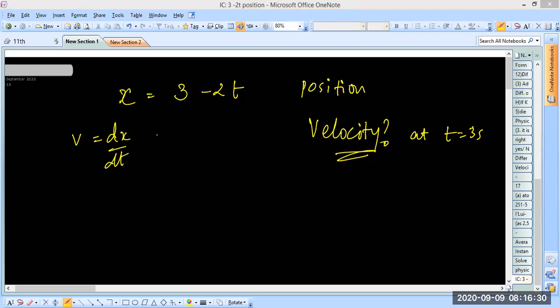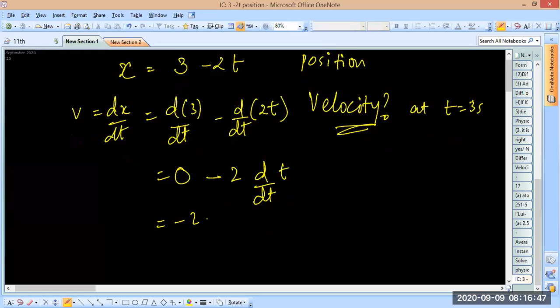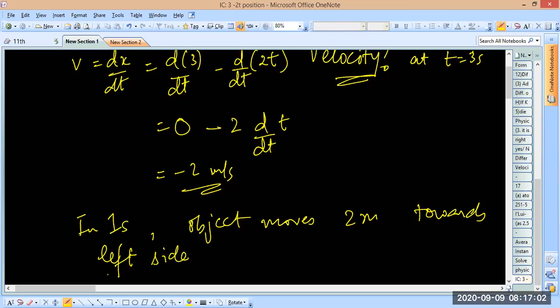So then if we do differentiation, I don't think anyone should have a problem with differentiation now. Okay, if that's the case, I wouldn't be very happy. So this is 0 because 3 is constant, 2 is constant, so multiplied outside, that is, kick the constant out. And now dt by dt is 1. So that's it. What this means is that in 1 second, the object moves 2 meters towards the left side. That is the meaning of velocity, correct? The object moves 2 meters towards the left side. So that's why minus, and 2 meters per second, or in 1 second.